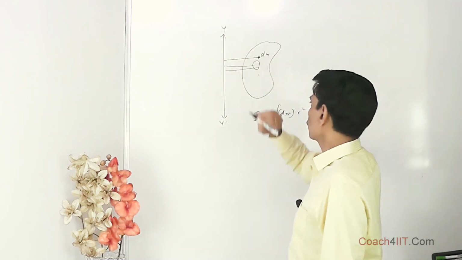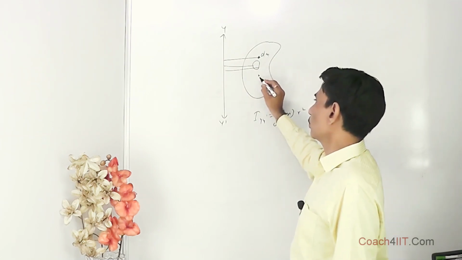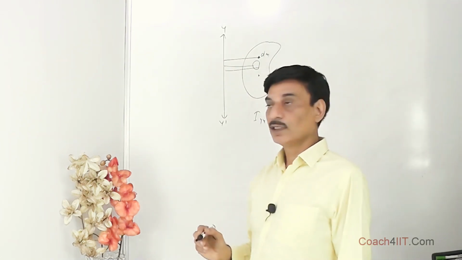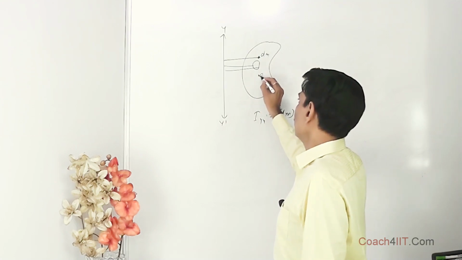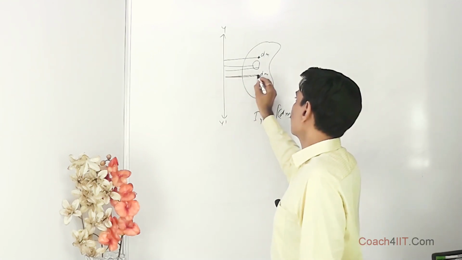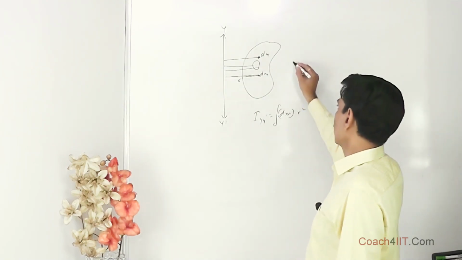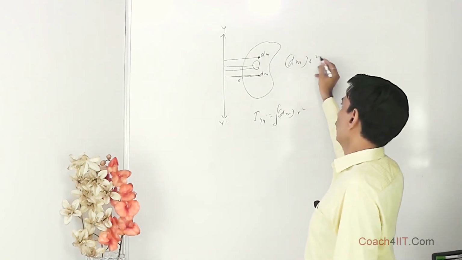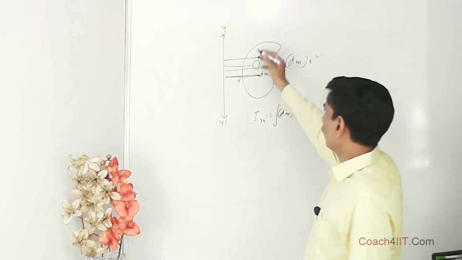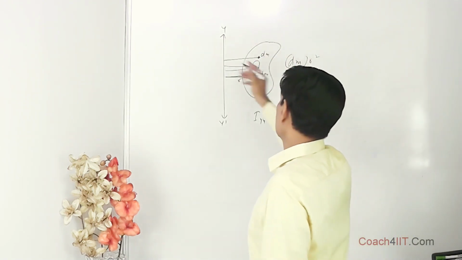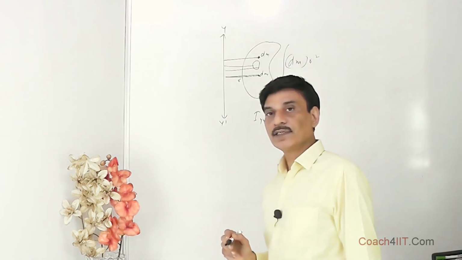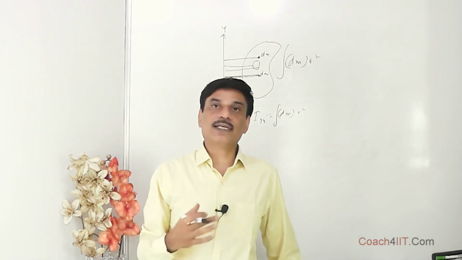But this particle is so small, this is a point mass body. So this dm has a fixed distance from the axis, that is r. Moment of inertia of this from this axis is dm into r square. Once again we have used the same formula. If you have to find the moment of inertia of the whole body about this axis, then we integrate it using the right limits and we can get the answer.